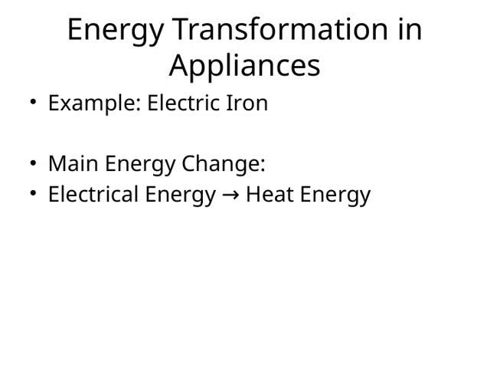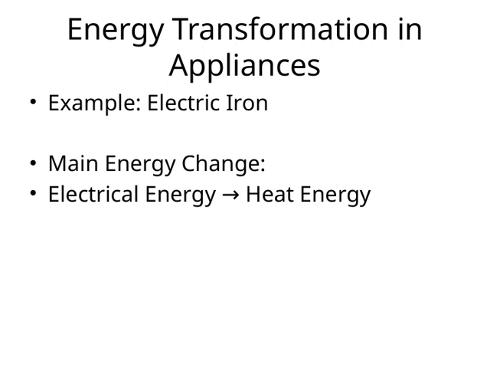Let's take a look at energy transformation in appliances, using the electric iron as an example. The main energy change here is from electrical energy to heat energy. When you turn on the iron, electrical energy flows into it, but what we actually feel and see is the heat energy being produced. This heat is what smooths out your clothes and removes wrinkles. The key point to remember is that electrical energy is converted into heat energy in this process, which is a common way many appliances work. Understanding these energy transformations helps us see how different devices operate efficiently and also highlights the importance of managing energy use wisely.